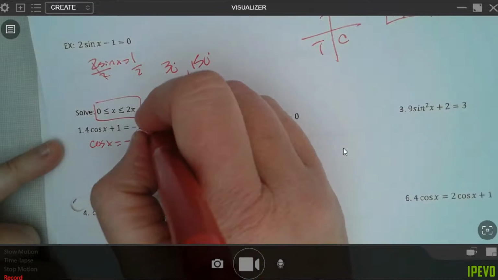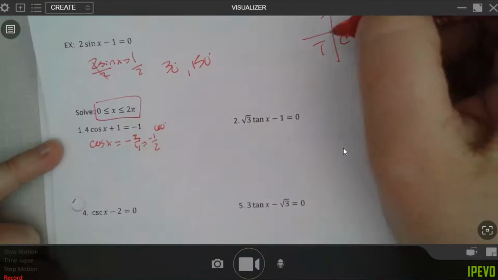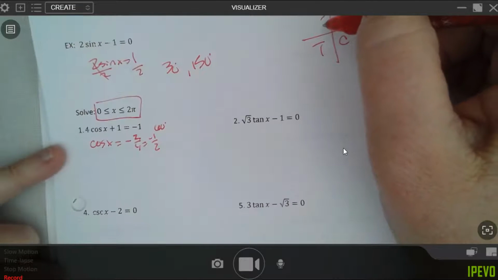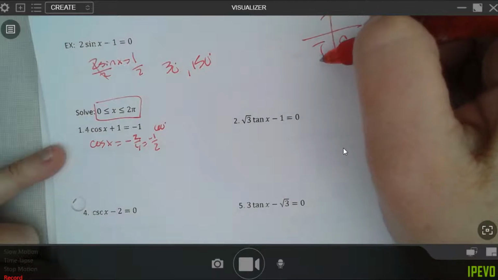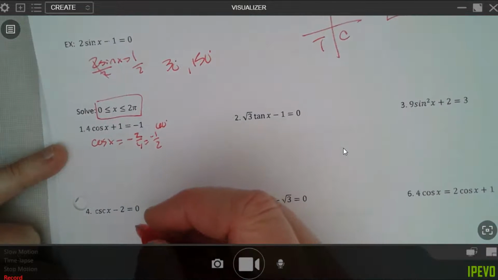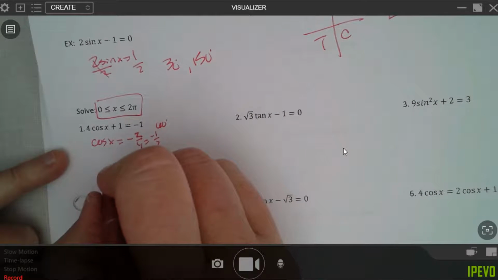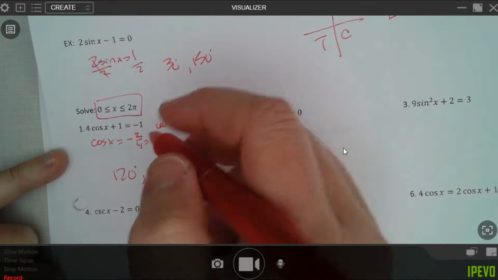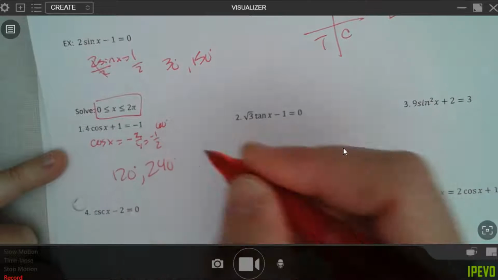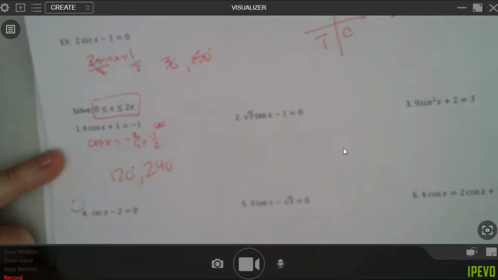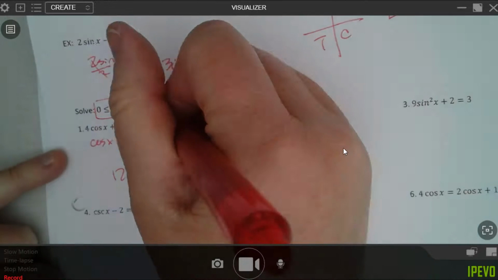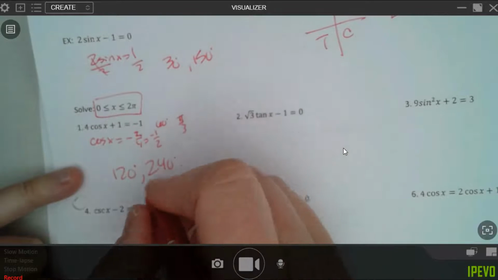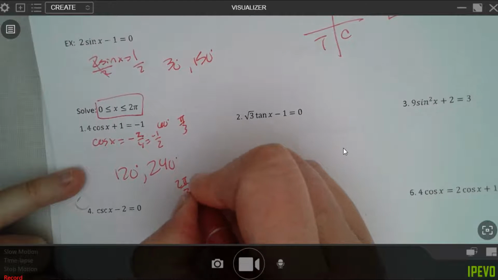So I'm going to put this off to the side. But cosine's negative in the second and third quadrants. So I need the reference angles for 60 in the second and the third quadrants. So I'm going to have 120 degrees and then 240 degrees. Oh, I should have done it in radians. All right, so pi over 3 is the radian. And then in the second and third quadrants, that gives me 2 pi over 3 and 4 pi over 3.